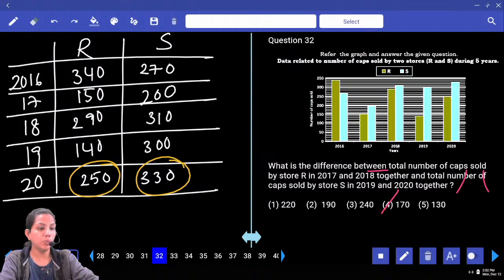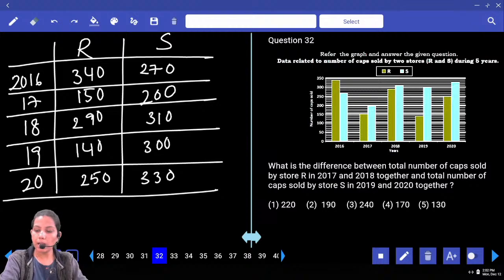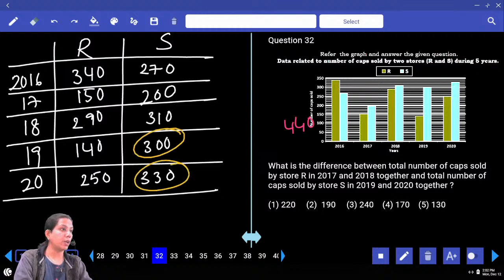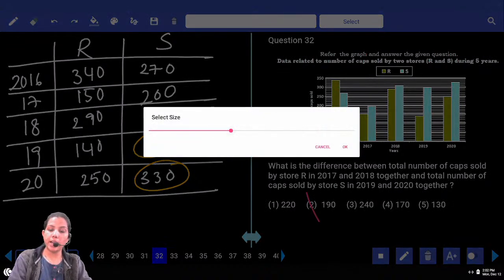Next, question number 32. What is the difference between the total number of caps sold by R in 2017-18 and the number of caps sold by S in 2019 and 2020 together? R in 2017 and 2018 is 150 and 290, together 440. S in 2019 and 2020 together is 630. The difference between 440 and 630 is 190, the second option. The question asks only for the difference.